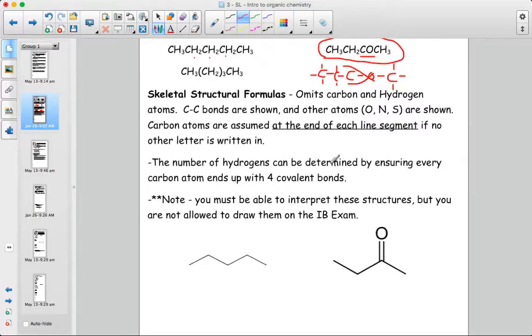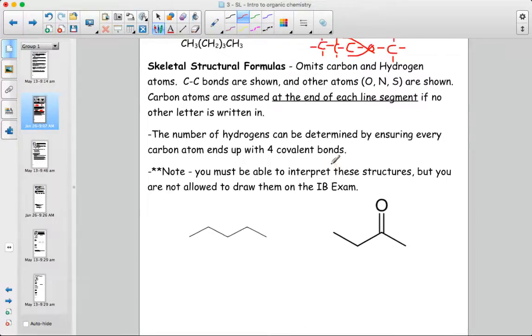The final type of formula is the most abbreviated, and you won't be asked to draw this on the IB exam. In fact, you're not allowed to use it on the IB exam, but you will see some modified versions of it in some of the bigger structures, and you could be asked to interpret what it means. So in a skeletal structural formula, it's super streamlined. Whenever you see a line segment, the system is that at the end of every line segment, unless something else is written, there's a carbon. So that line segment has 2 carbons at either end. And there's a carbon at that junction, and there's a carbon there, and there's a carbon there. So there's the 5 carbons of pentane.